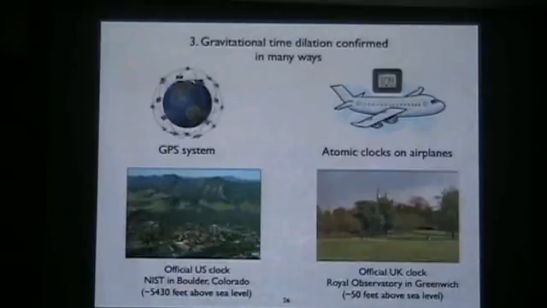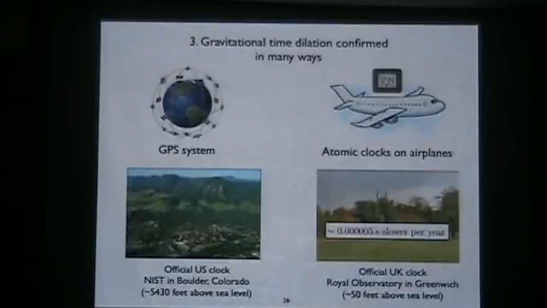But the side effect of being in Boulder is it's over 5,000 feet above sea level. The official UK clock is in the Royal Observatory in Greenwich, which is practically at sea level. And because of this difference in elevation, it's actually known that the clock in the UK runs about 5 microseconds slower than our clock per year. So this is a very real effect that we really see without too much problem.